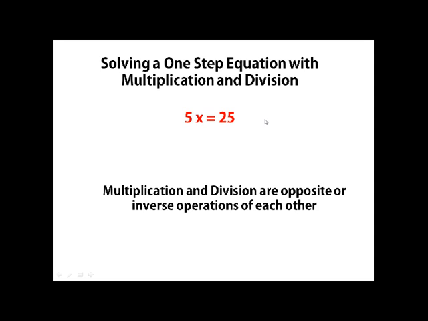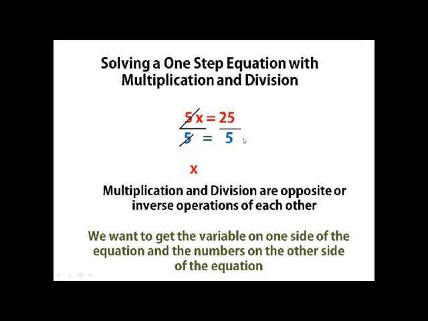So in order to get the variable by itself, we're going to do the opposite, and that is divide by 5. But you must do this on both sides, correct? In order to keep the equation true. So 5 divided by 5 is 1, right? And 25 divided by 5 equals 5. Same as before. Now we use the opposite or inverse operation, which was dividing by 5, in order to get the variable by itself on one side and numbers on the other side of the equation.